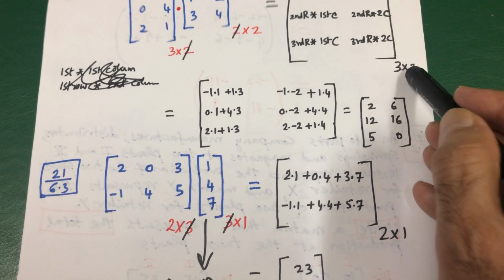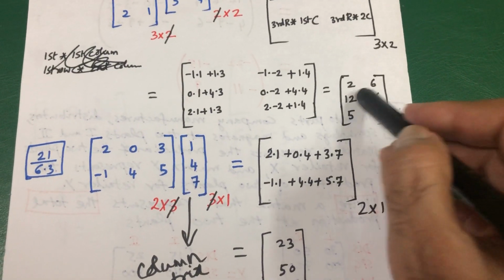Here 3 multiply 2 means how many numbers you should get? 6 numbers. 1, 2, 3, 4, 5, 6. 6 numbers you will get. That way it should be.